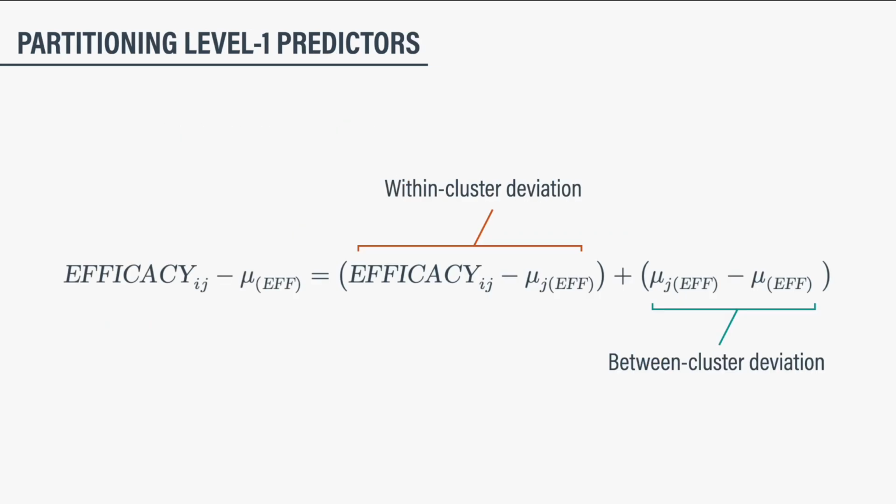A key idea behind Blimp's default specification for multi-level models is that level 1 predictors like self-efficacy can be partitioned into uncorrelated within and between cluster parts. The within cluster deviation scores capture differences between the level 1 scores and their latent group mean, and the between cluster deviations capture differences between the latent group means and the grand mean. Both of these components are modeled as normally distributed variables.